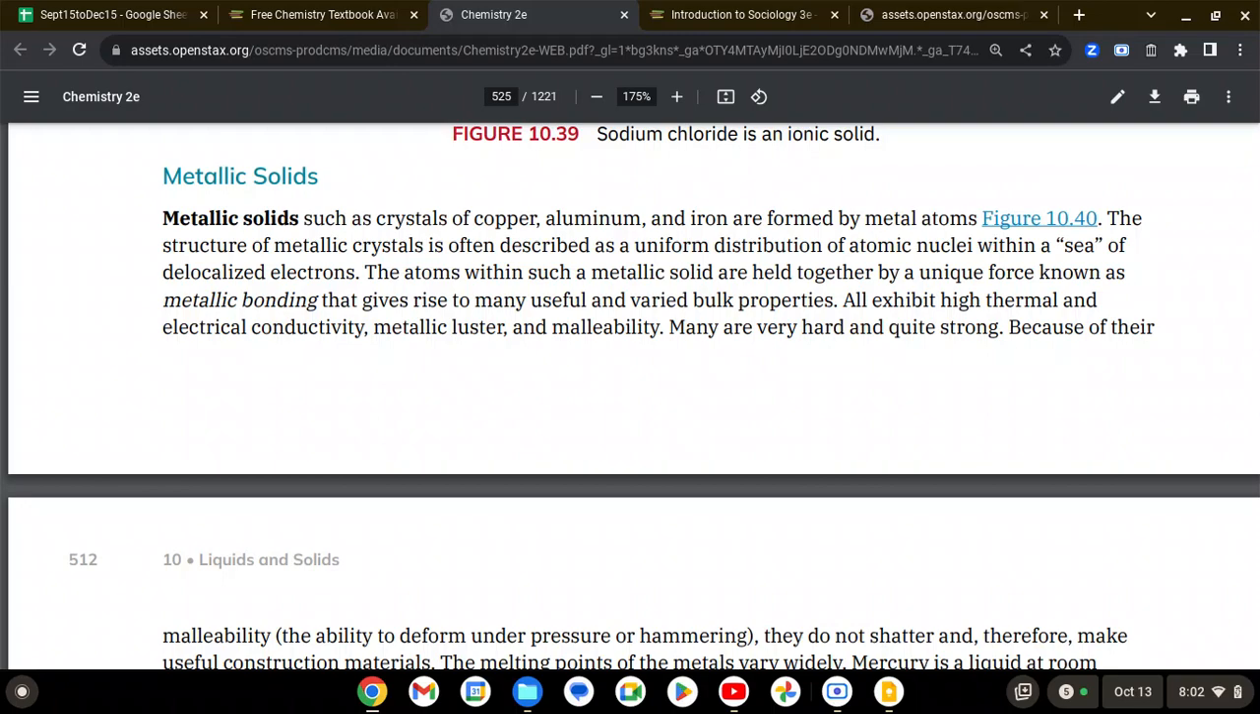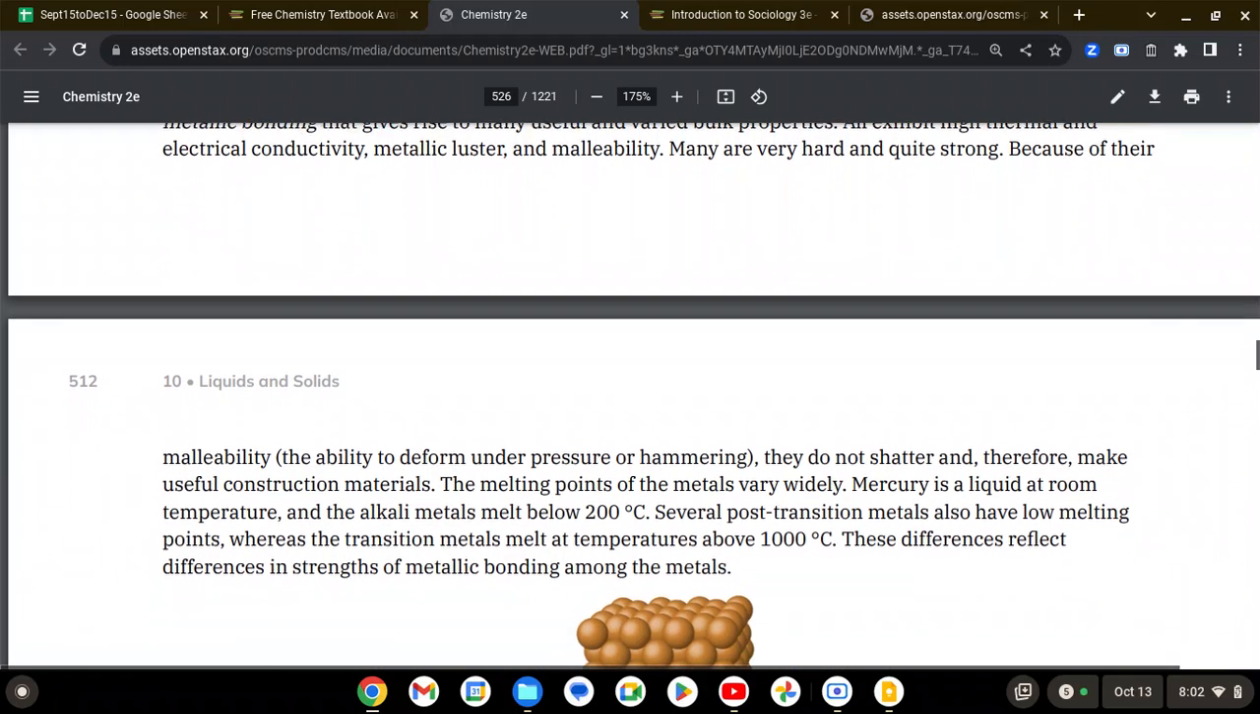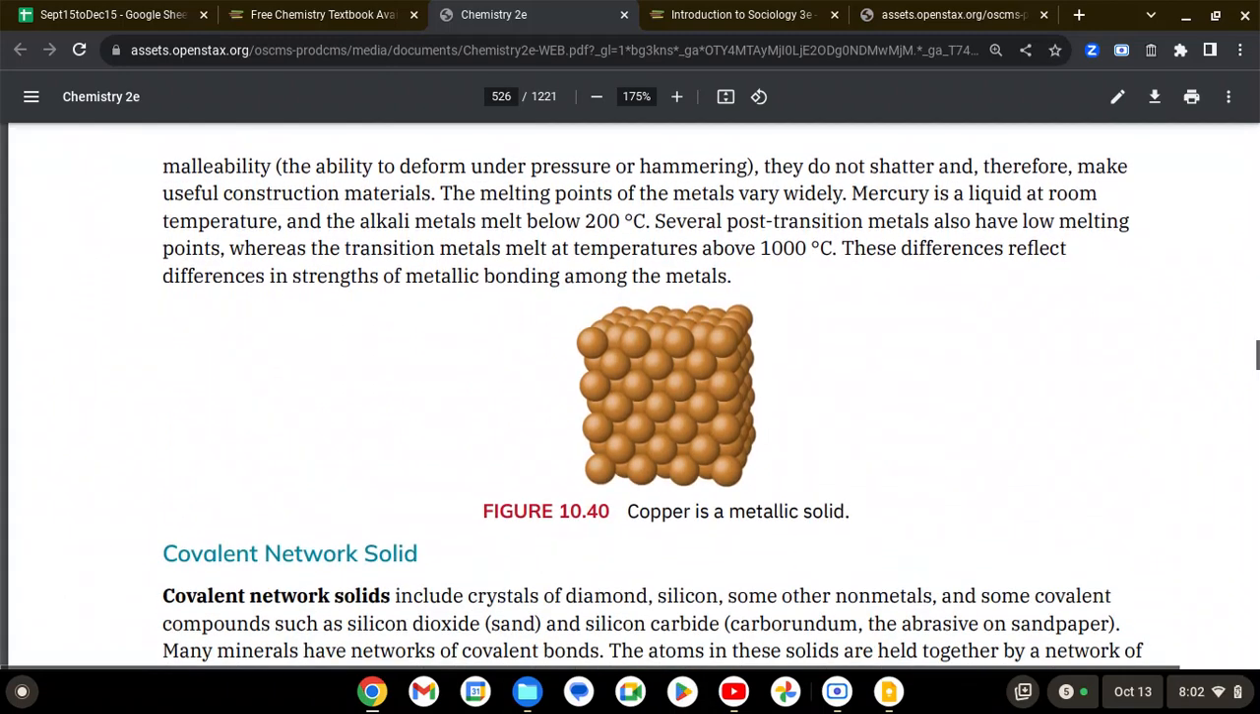All exhibit high thermal and electrical conductivity, metallic luster, and malleability. Many are very hard and quite strong. Because of their malleability, the ability to deform under pressure or hammering, they do not shatter and, therefore, make useful construction materials. The melting points of the metals vary widely.